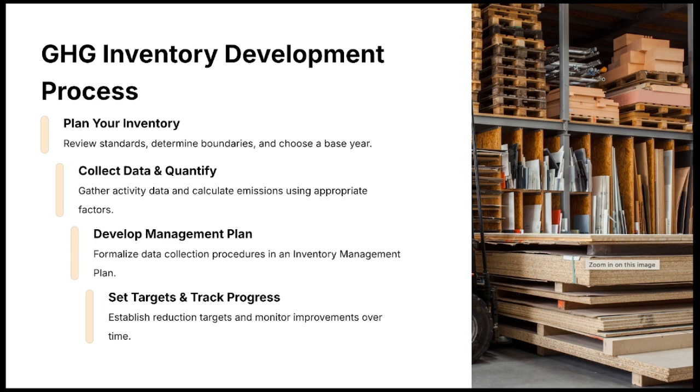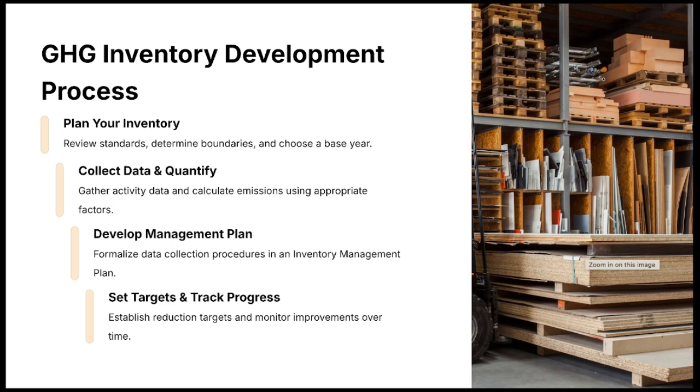All right. So now let's talk about the development process for a GHG inventory. Here you can see a step-by-step process which ensures accuracy, consistency, and long-term value of GHG inventory development. In step one, it's all about planning the inventory. This involves reviewing relevant standards like the GHG Protocol, deciding what part of the organization to include, and also selecting a base year to measure progress against. Getting this foundation right is the key to credible reporting.